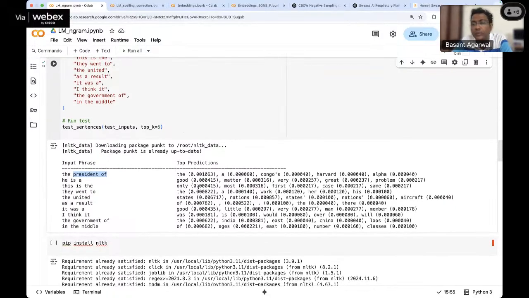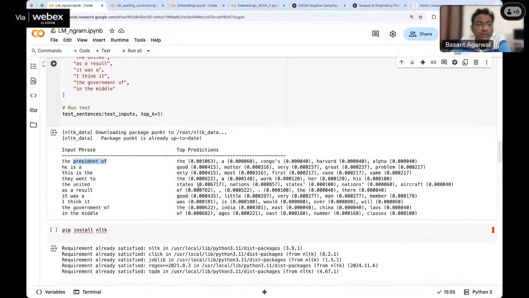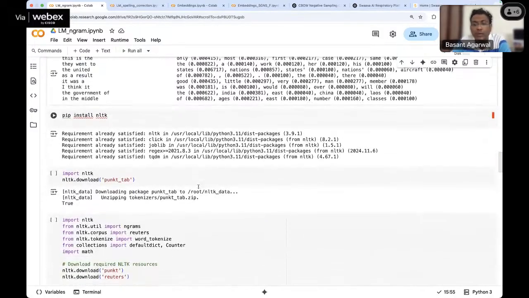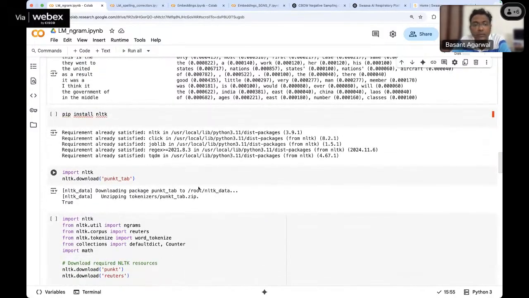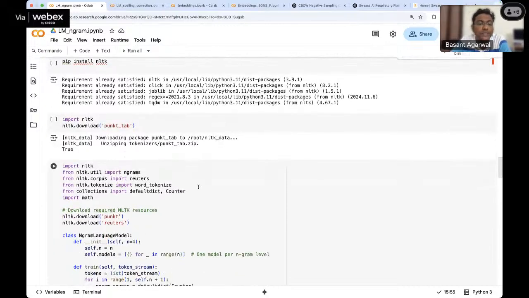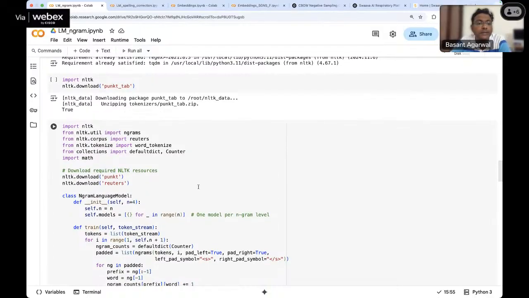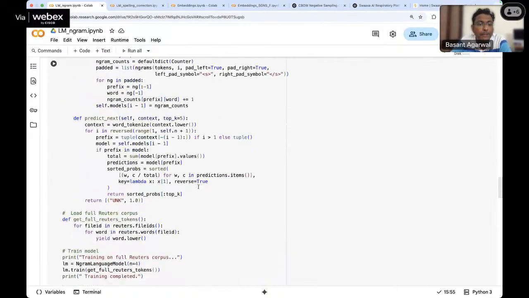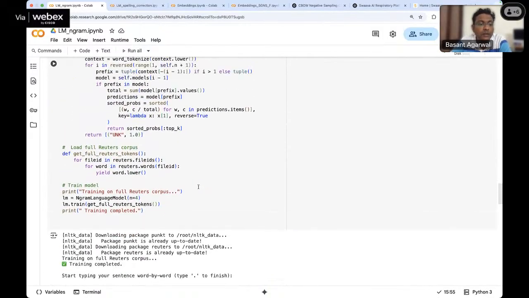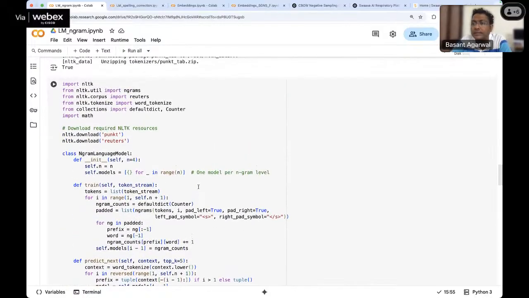Okay, so to get more accurate and more realistic outputs, we should have a bigger training corpus. The Brown corpus is also good enough, but if you want it to work really well, you have to use bigger data sets. And this is a better implementation.